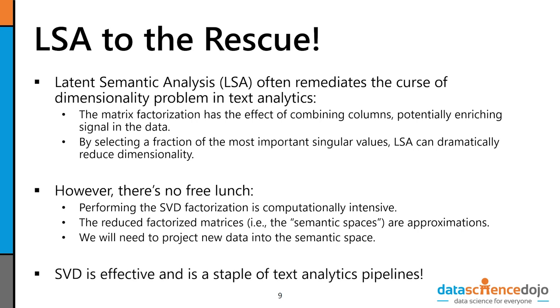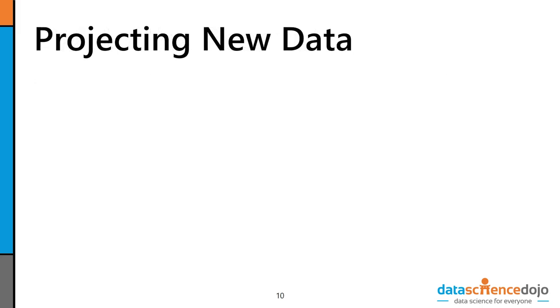So, not surprisingly, SVD is effective and is a staple of text analytics pipelines. It's almost essentially de facto default. So at a high level, what do I do? I lowercase, I tokenize, I stem, I remove stop words, I do TF-IDF, and I SVD. All those things are pretty standard because generally speaking, most of the time it produces very, very good results. Okay, lastly, let's talk about how we project new data.